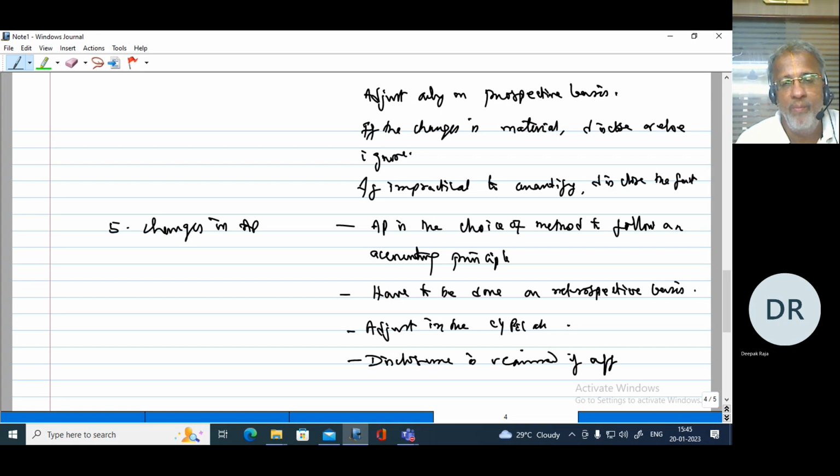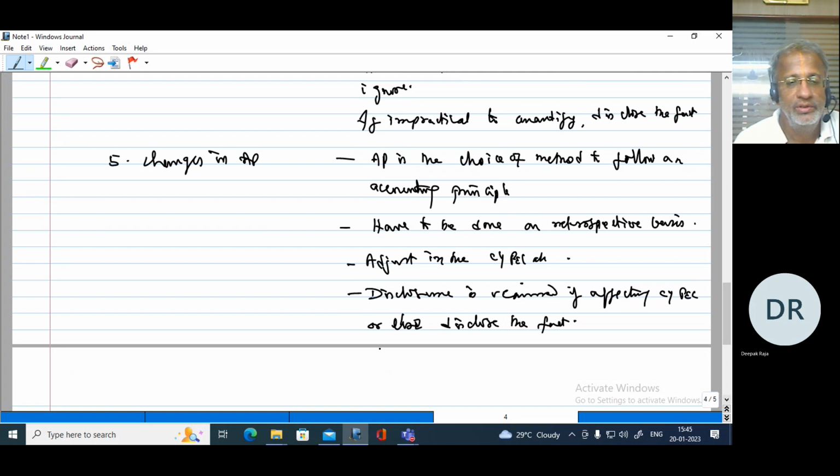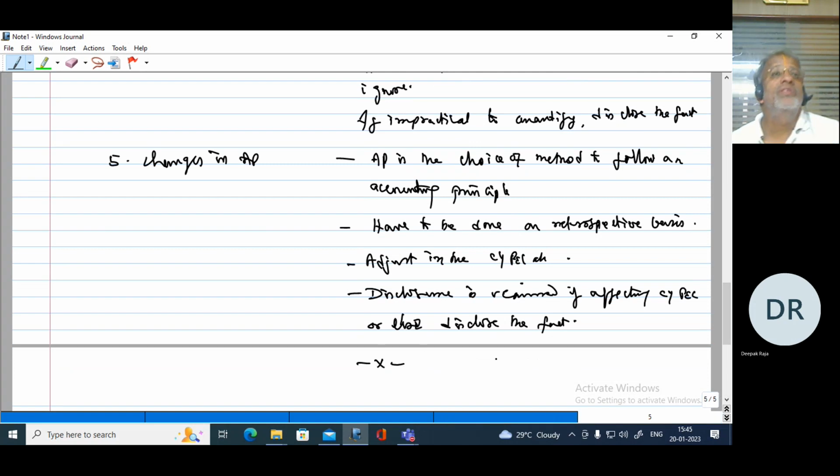If affecting current year P&L account, or else disclose the fact. Correct? So with that, the theory portion of AS5 is over. Now let us just discuss once again.